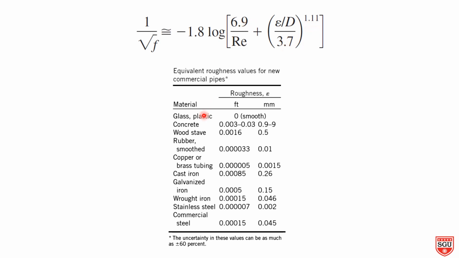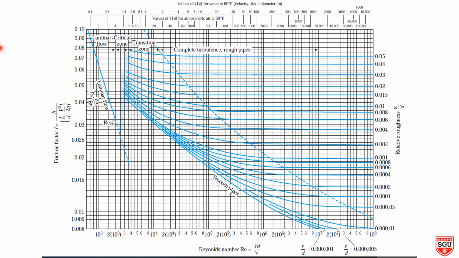The value of epsilon by D can be calculated by using these standard charts. Roughness value epsilon is given in this table, and we know the diameter as well as we know the Reynolds number, and by using this we can calculate the friction factor mathematically. By using Moody chart we can also calculate the friction factor. In next point we will see how to read the Moody chart.